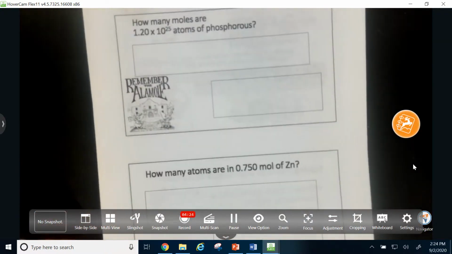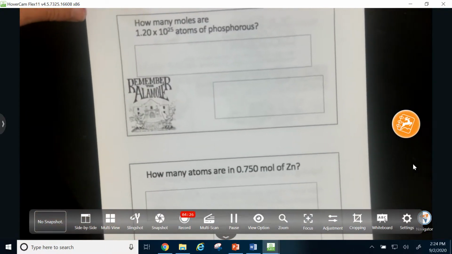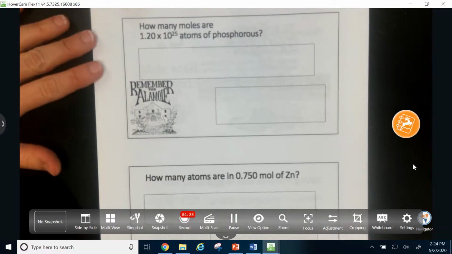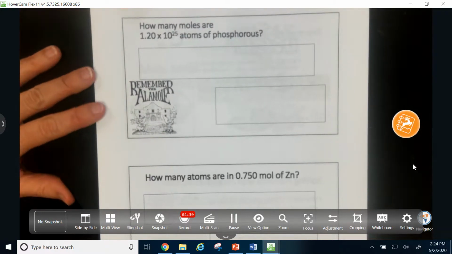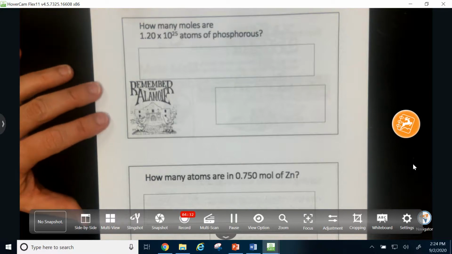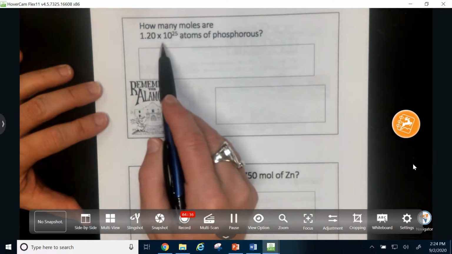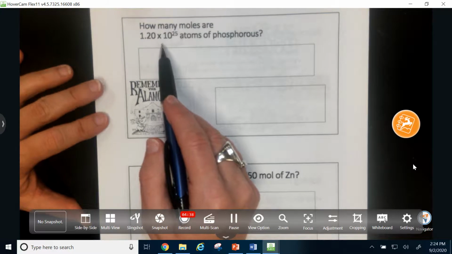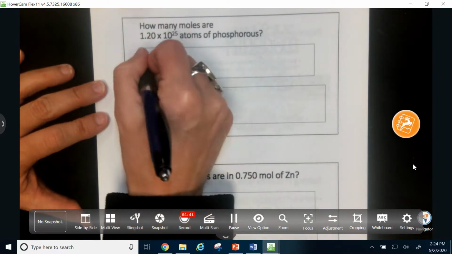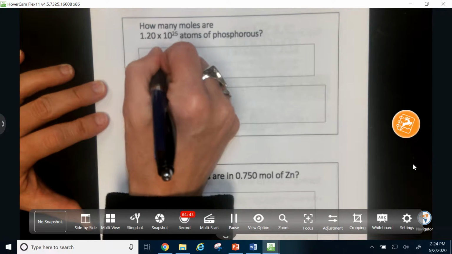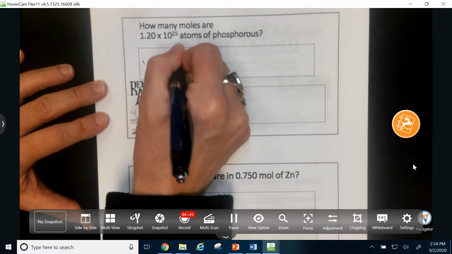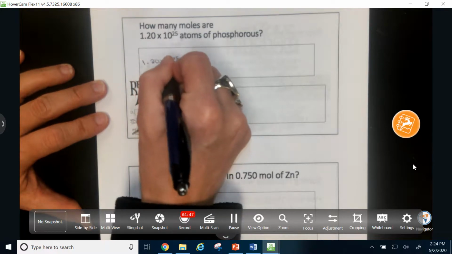So these problems are on page, I think it's 9 in your packet. I'm going to show you how to set up these problems, and I'm going to show you how to use your calculator. So when it says how many moles are in 1.20 times 10 to the 25 atoms of phosphorus, you always start by writing what was given to you. 1.20 times 10 to the 25 atoms of P.